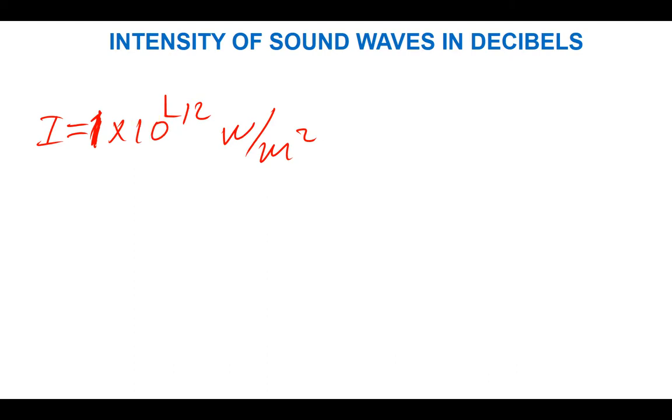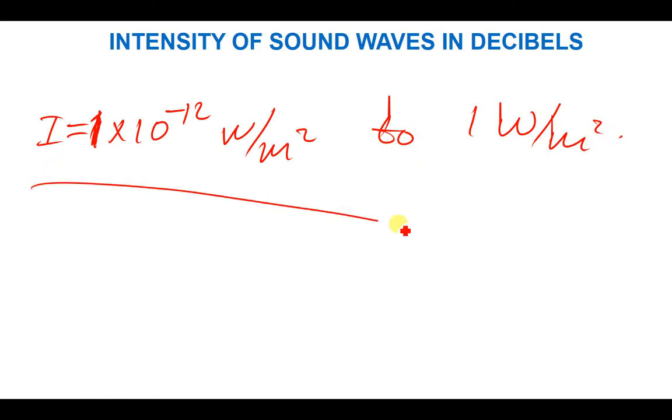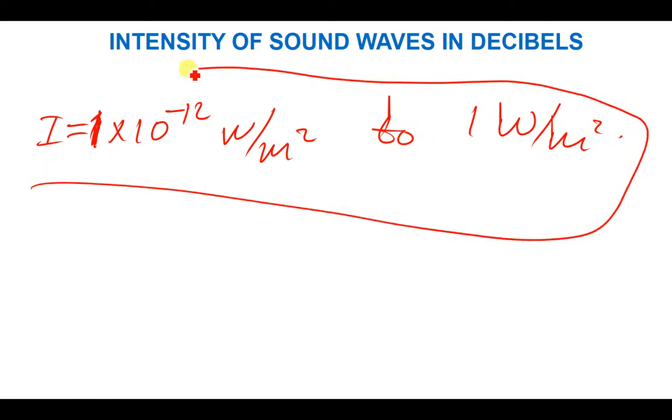So this one is negative 12 watts per meter squared to 1 watt per meter squared. So this is the intensity range that the human ear can detect. It cannot exceed 1 watt per meter cubed.